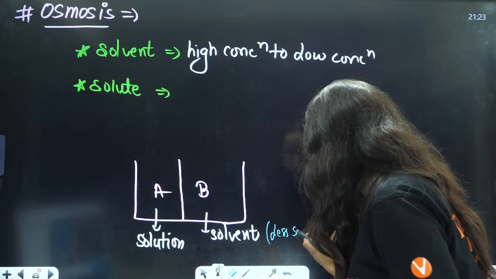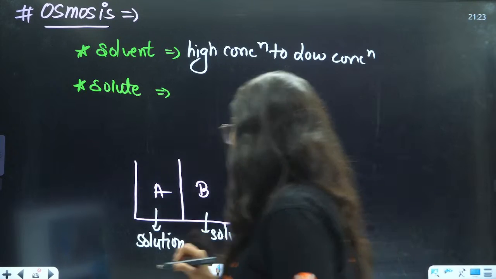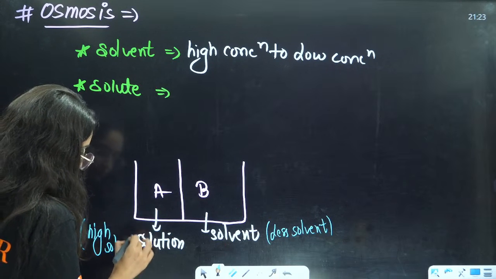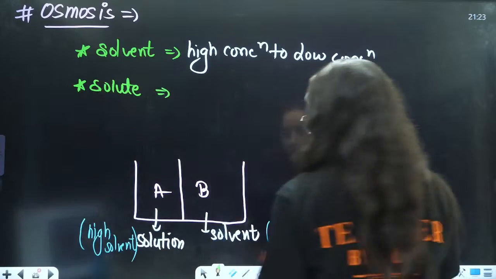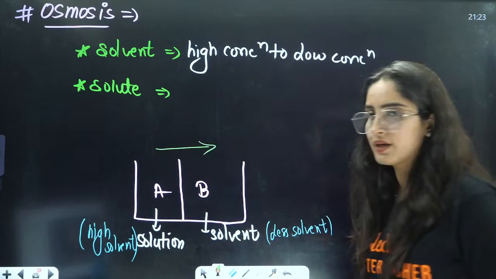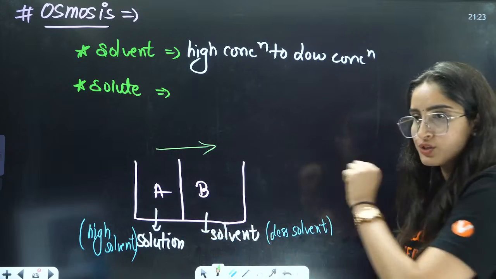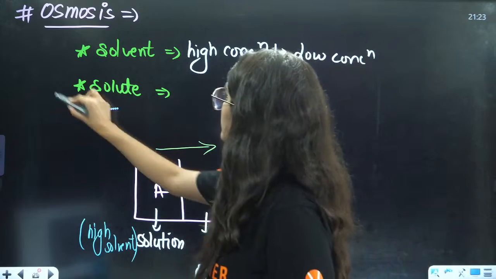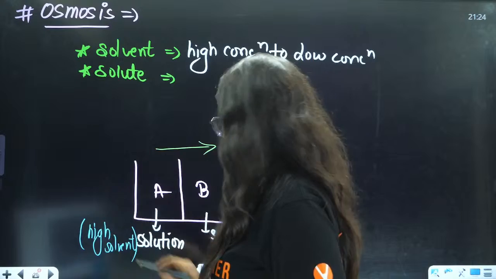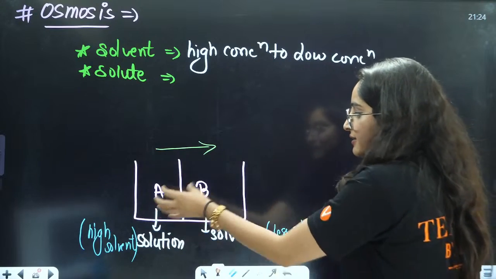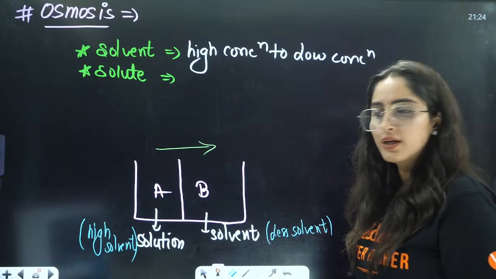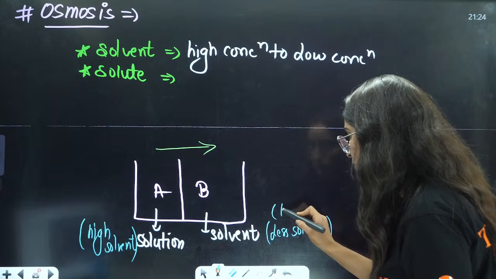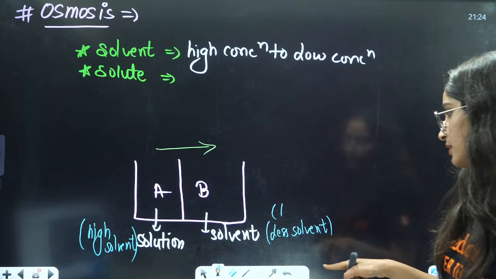Less solvent, and here the concentration of solvent is high. High solvent. So that means in osmosis, it is going to move from A to B, right? That is, high concentration of solvent to low concentration of solvent. If you talk about solute, solute also will move the same way only, right? It's just that in this solvent you have no solute, right?